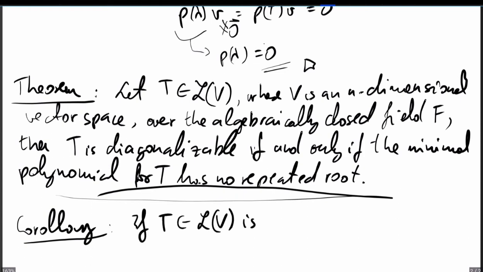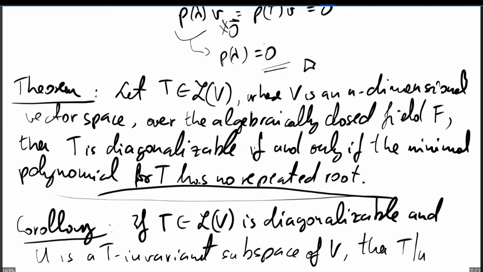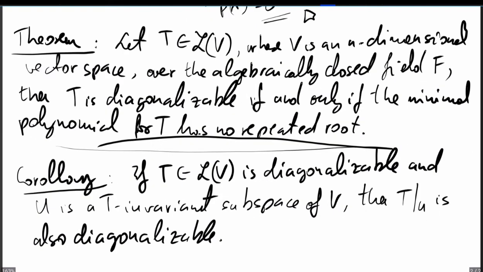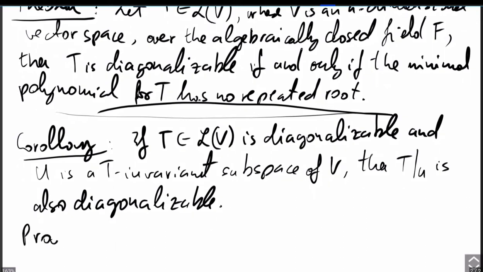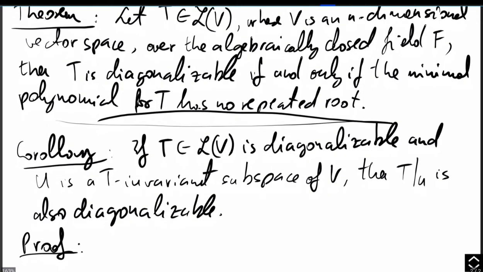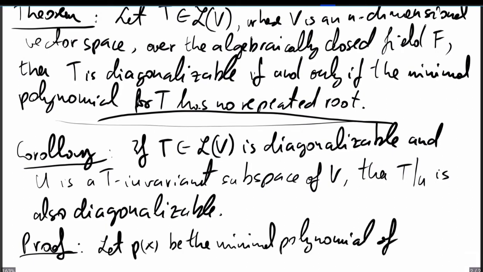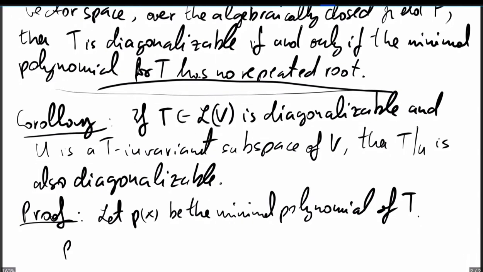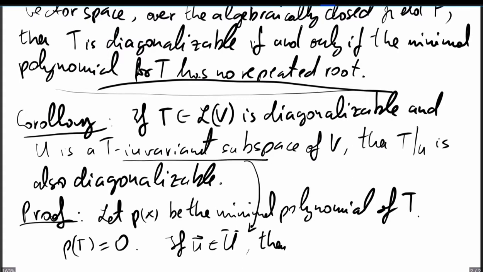and that's that if T is diagonalizable and U is a T-invariant subspace of V, then T restricted to U is also diagonalizable. So the proof of this theorem is much shorter, and it explains how we can use the theorem. So we consider P(x), the minimal polynomial of T, then that means that P of T equals the 0 operator.